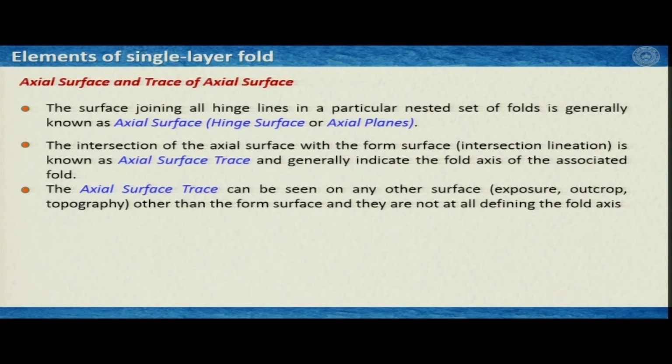The axial surface trace can be seen on any other surfaces. This is very important, and therefore you can see it in exposures, in outcrops or in topographies, other than the fold surface. If you see them on any surfaces other than the fold surfaces, they actually do not define the fold axis, and this is how it works.